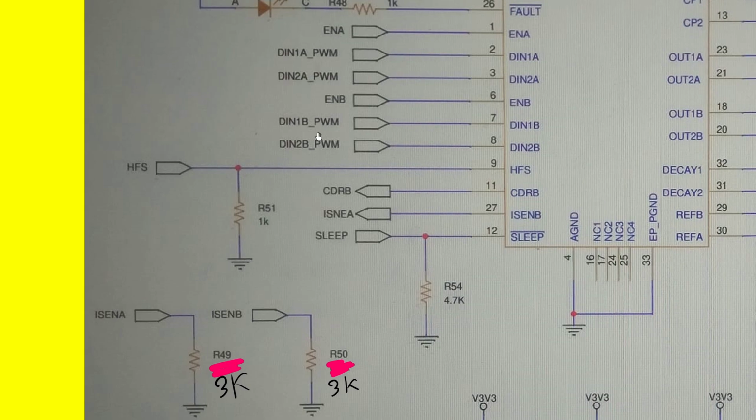But I'll suggest you put PWM here and go on. Before making it a PWM input, you have to switch this on. So enable A and enable B must be high. Got it?